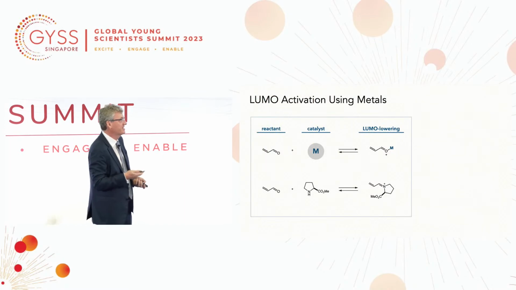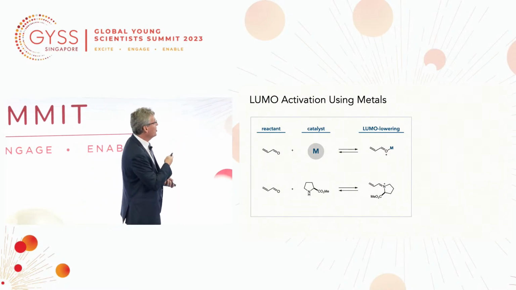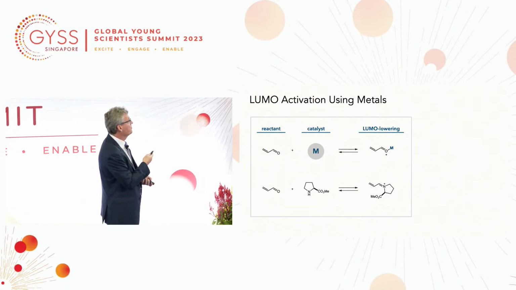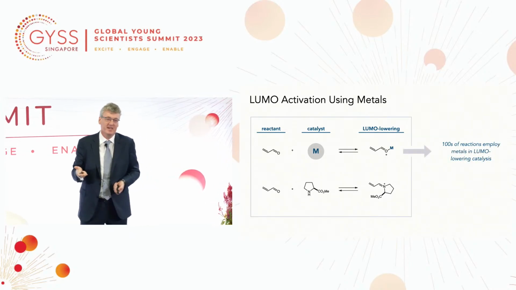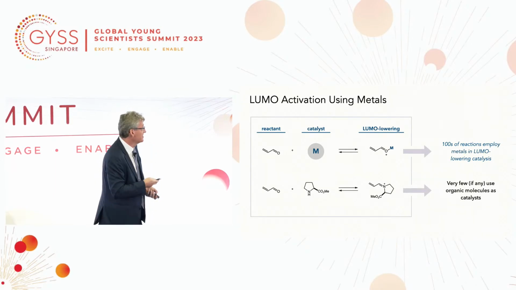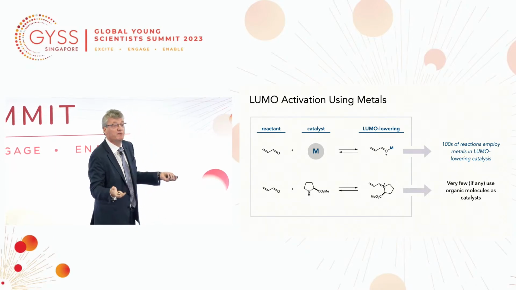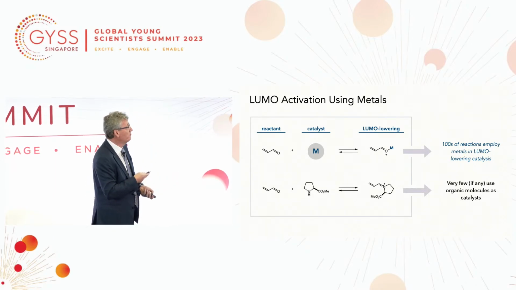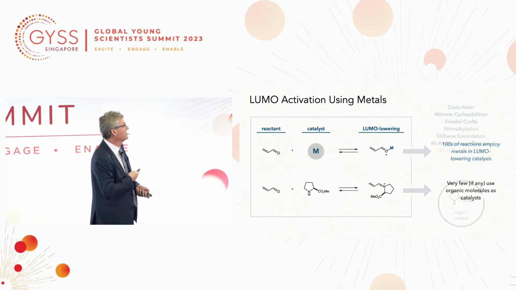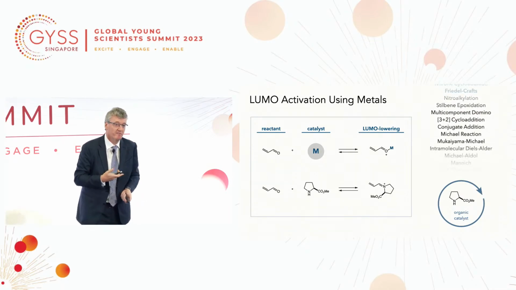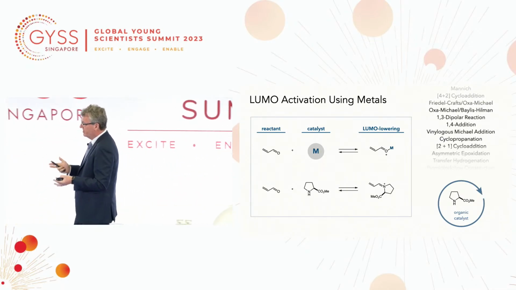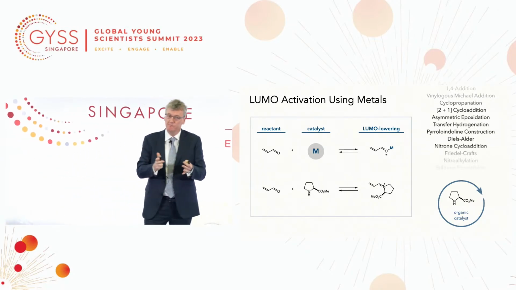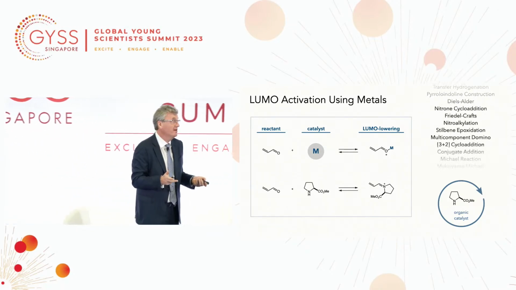So if I show that in a slightly more conventional format, in this top case, using metals for what's called LUMO-lowering catalysis has been used for literally hundreds of reactions. The bottom case has been used for basically zero at that time. But if these are simultaneous equations, that means you should be able to use this organic catalyst to effectively perform, hopefully, hundreds of reactions. So at that moment, we decided we had to test this, and we had to pick a chemical reaction to test it with.